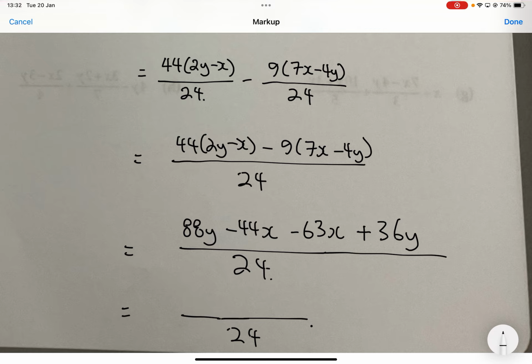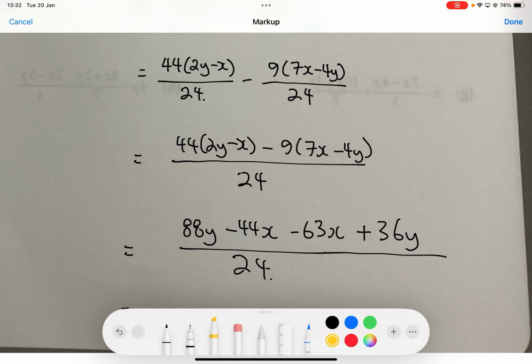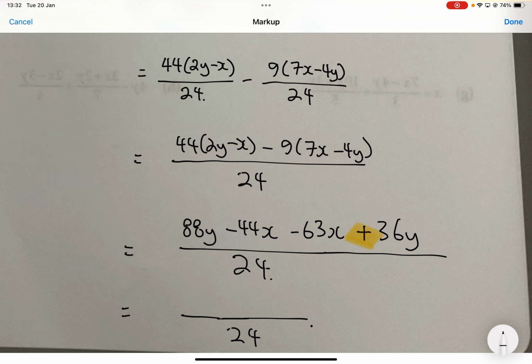So the trap is at 36y. You must remember to change from minus to plus. Okay? Then 88y plus 36y, 124. Minus 44, minus another 63, minus 107x.